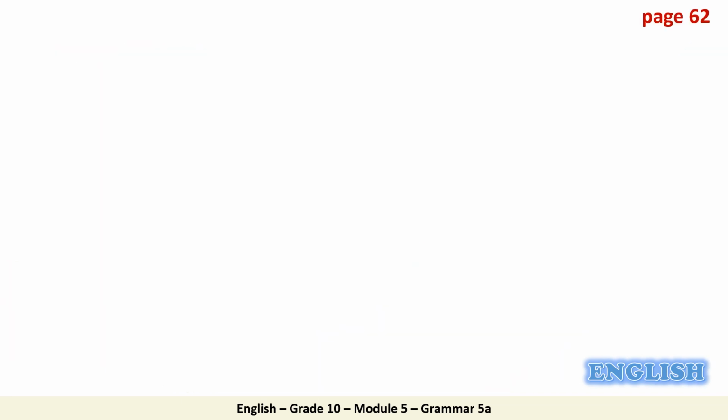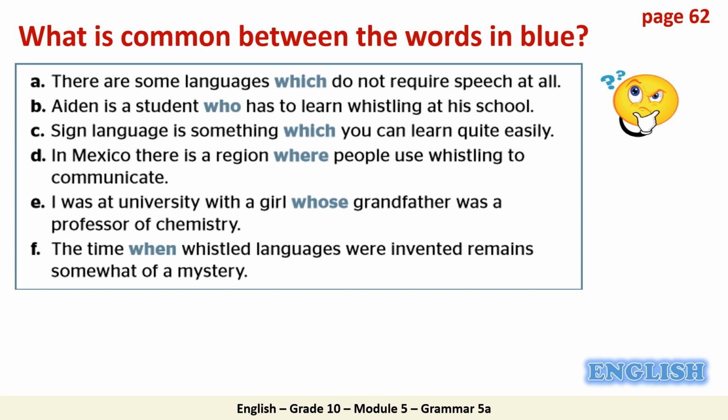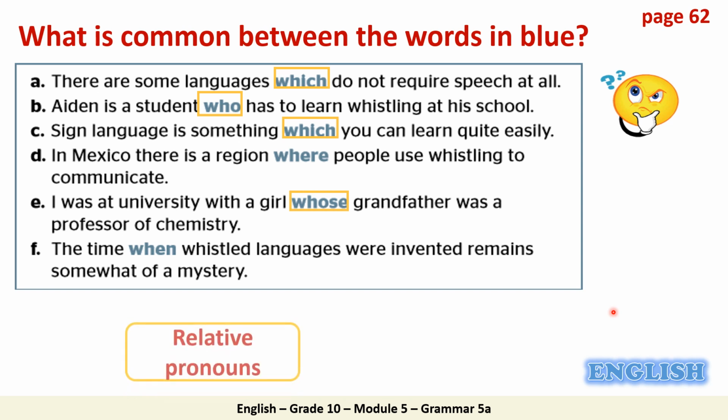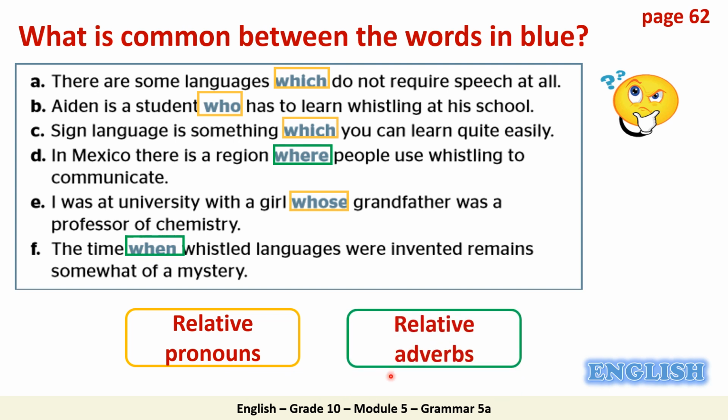Let's begin. Before we start categorizing, I want you to pause the video for a minute and try to figure out what is in common between the words in blue. Pause, read from A to F, and figure it out. We can say who, which, and whose are categorized into relative pronouns, while where and when are categorized into relative adverbs. We will try to understand more about that.